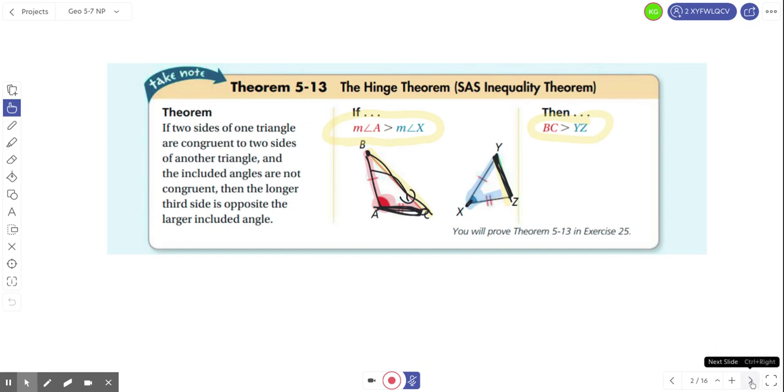And that is called the hinge theorem, exactly because this point that you're seeing, this is the hinge here. And when that hinge swings further open, the angle gets bigger and the third side of the triangle gets longer.